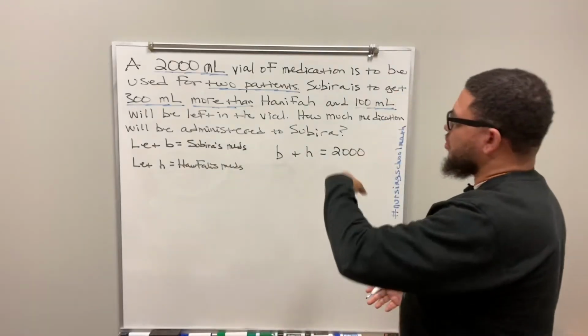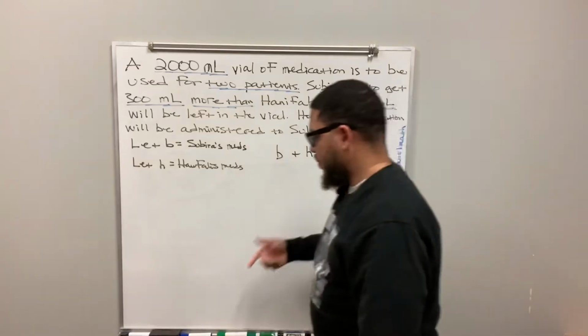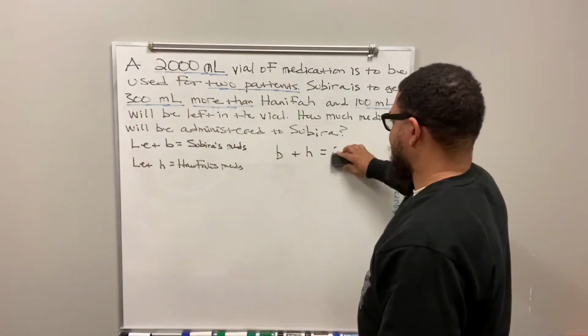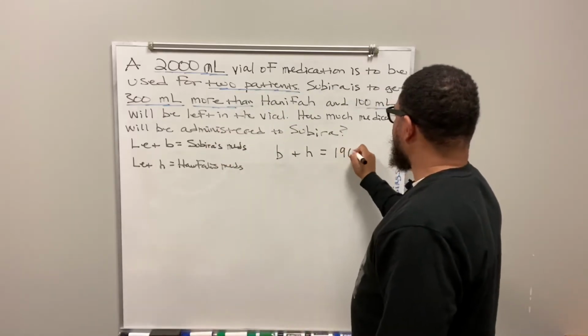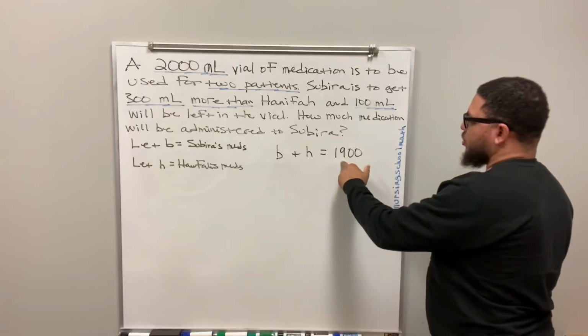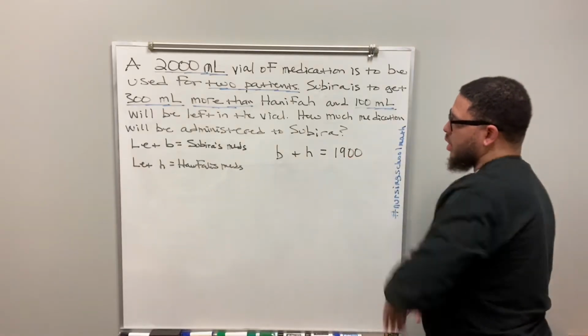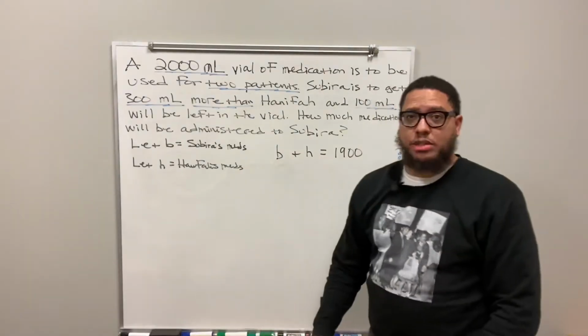So if you're going to have 100 milliliters left in the vial, and the vial originally had 2,000 milliliters, that means you're only using what? 1,900. So we're going to erase that 2,000, and we're going to put 1,900. Because we're going to administer 1,900 milliliters. We're actually administering only 1,900 milliliters. So we got B plus H equals 1,900. That's our first equation. All right?